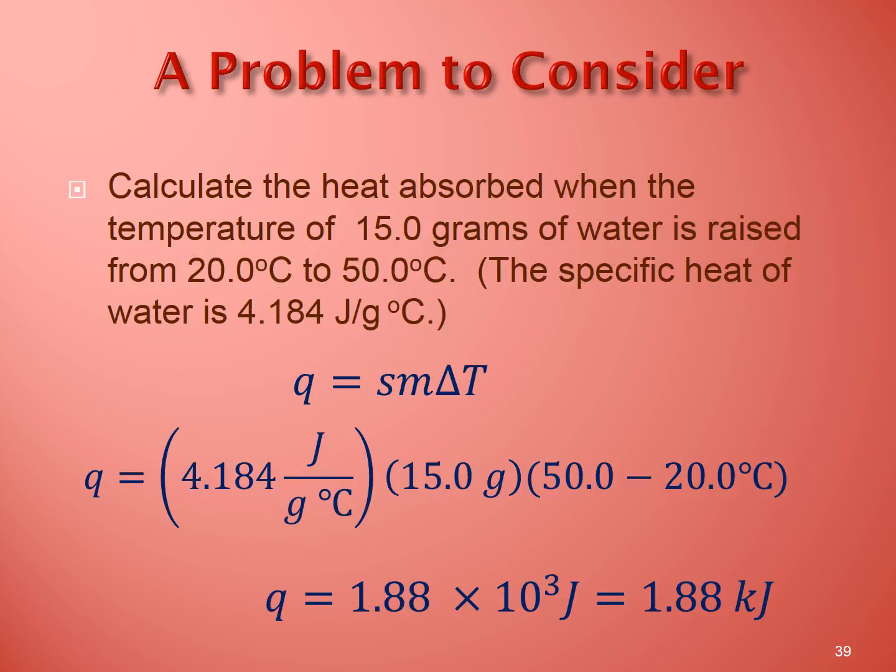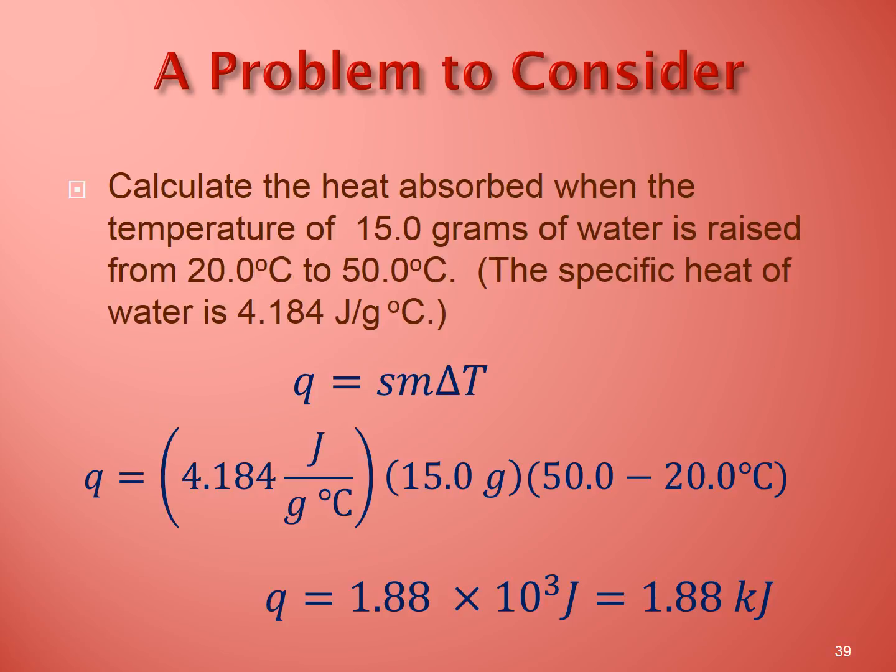All right, so calculate the heat absorbed when the temperature of 15 grams of water is raised from 20 degrees to 50 degrees. The specific heat of water is 4.184 joules per gram degree Celsius. And just note that a lot of times the units are really helpful. You get that specific heat, 4.184 joules per gram degree Celsius. Well, how do you get heat, joules? You're going to have to multiply by grams, and you're going to have to multiply by degrees Celsius. That's what the equation tells you to do, but sometimes if you're not sure, the units can often help you figure out where you're going.